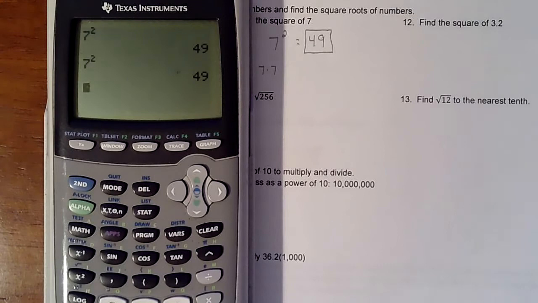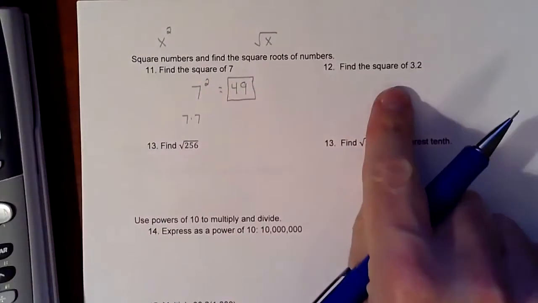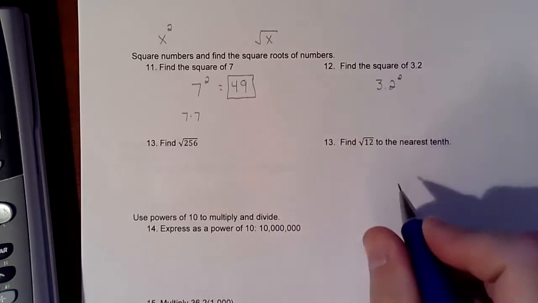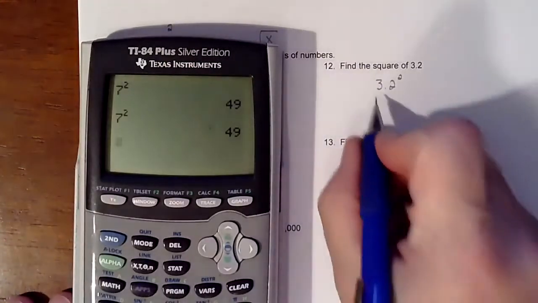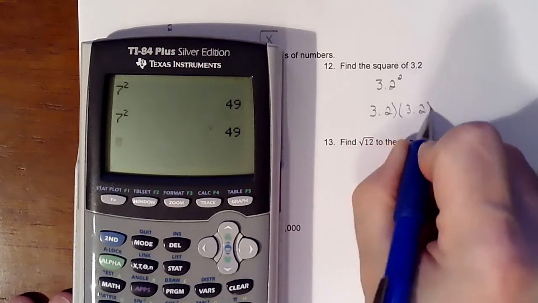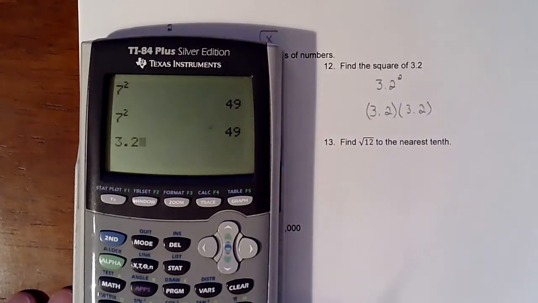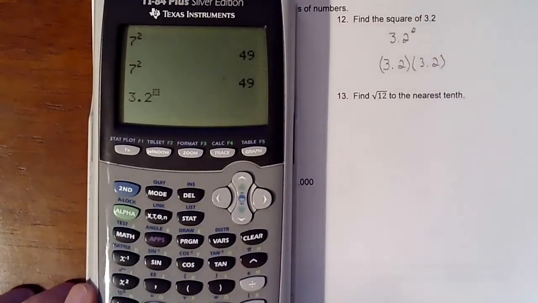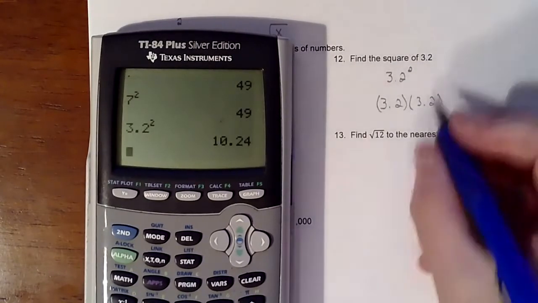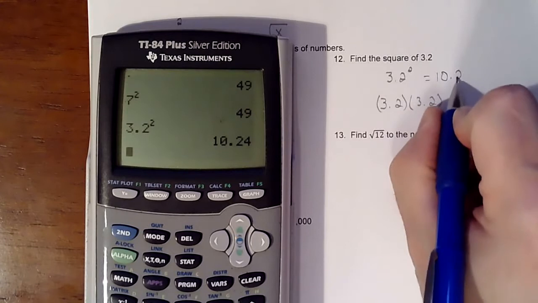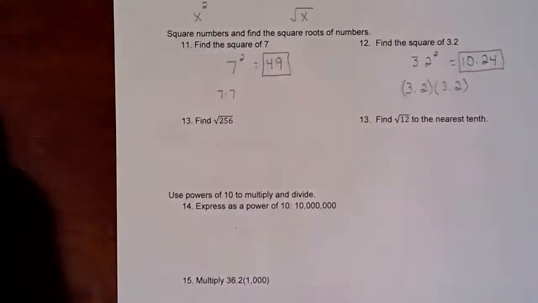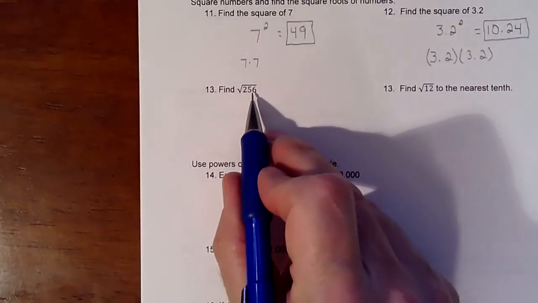If you're looking to find the square of 3.2, 3.2 times 3.2 is the long way to write it out, but that's the meaning behind it. I would rather take 3.2 and then do my raised to second power, or just press the square button and get an answer. Equals 10.24.